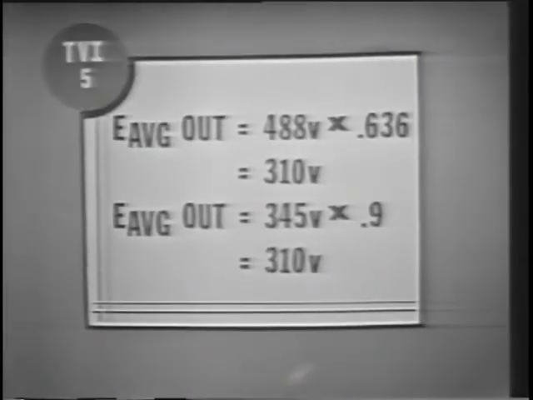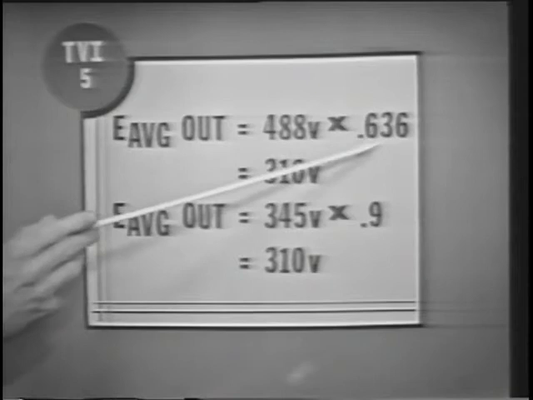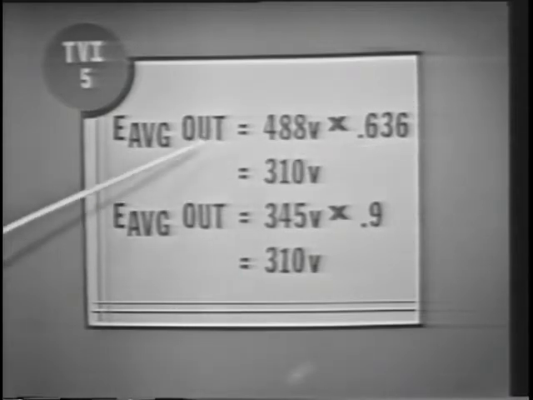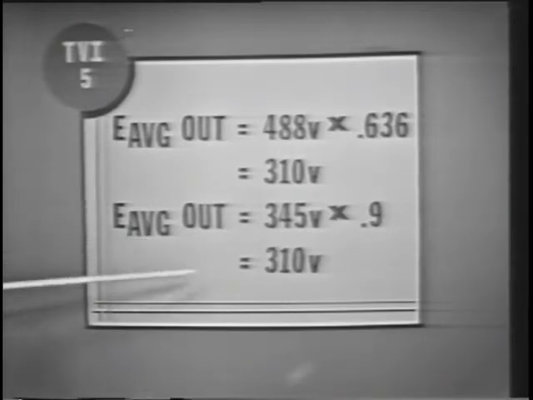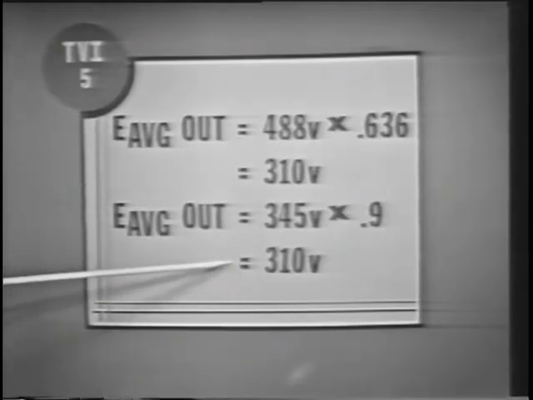Now we can convert the peak secondary voltage to average output voltage. Substituting and working the problem out shows that the average output voltage is 310 volts. Now we could have converted the effective secondary to average using this formula, but you see the answer is still the same, 310 volts.